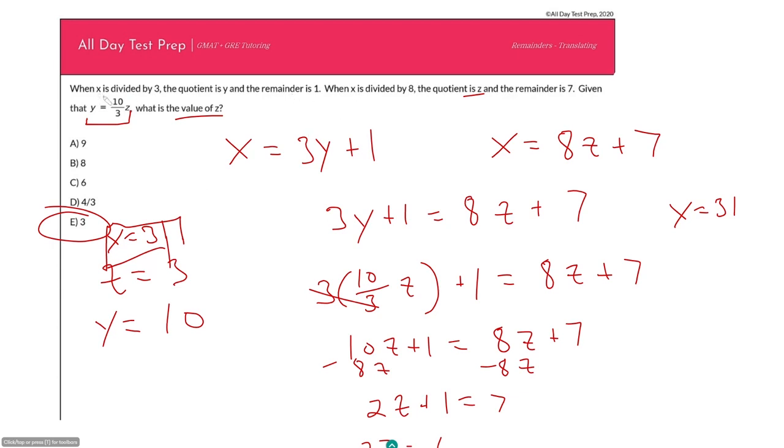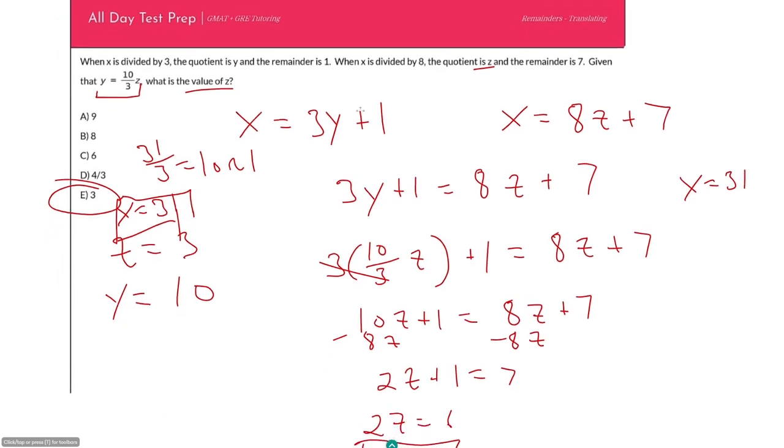So let's see if that works out. When 31 is divided by 3, what should this be? This should be 10 remainder 1, right? So when x is divided by 3, the quotient is 10 and the remainder is 1. So this works. And how about over here? So here we got when x is divided by 8, so that's 31 over 8. And so this should be 3 remainder 7. So when x is divided by 8, the quotient is z, which is 3, and the remainder is 7.